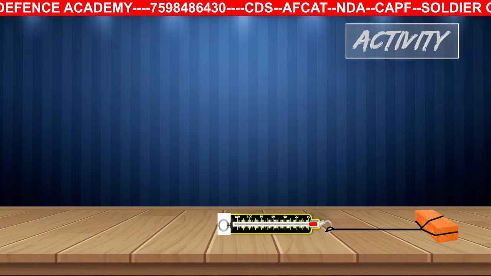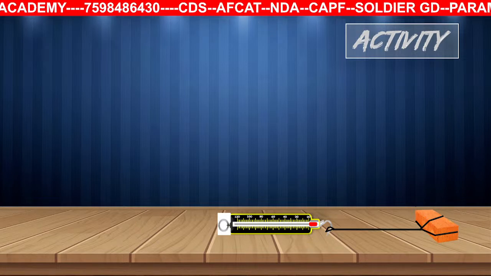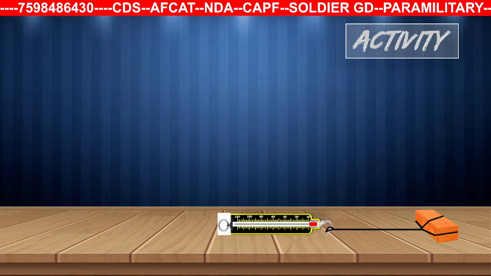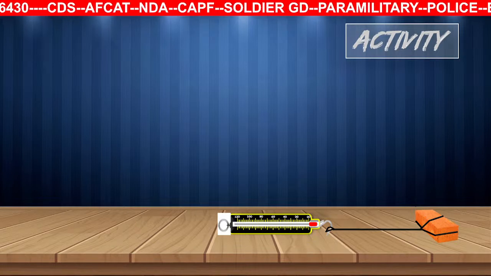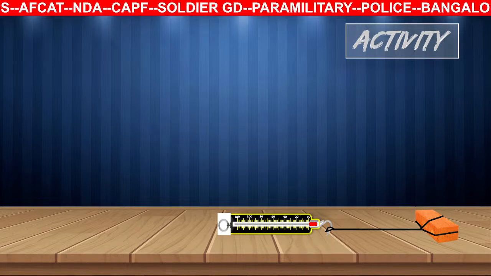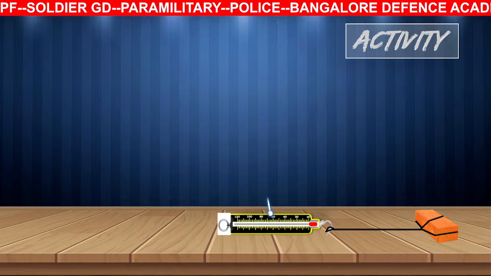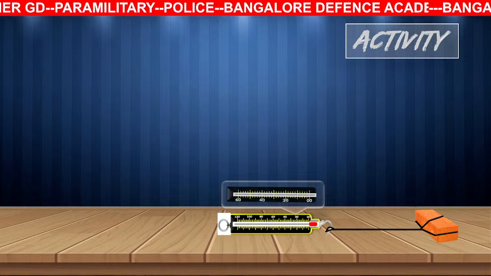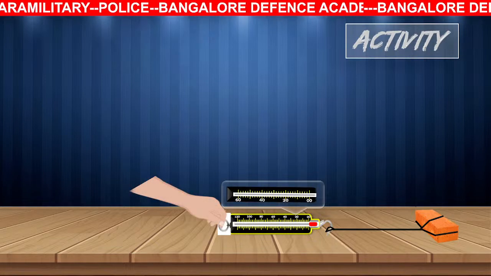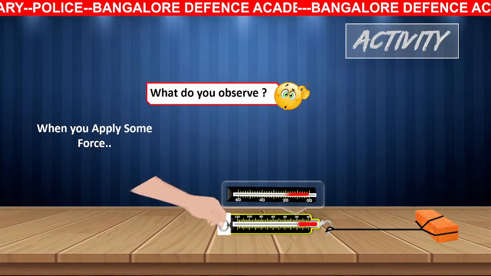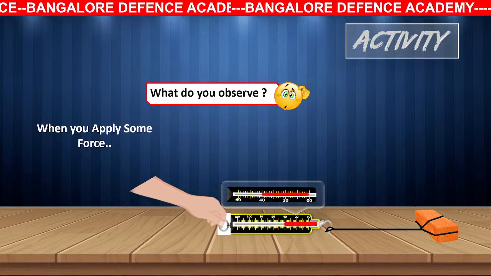I'll explain that once again, but right now just look at this. This is the spring balance. This is the pointer, and this pointer is at 0 now. I'm going to pull this spring balance back. This is the block. So look at this, what happens? This is the spring balance, so this is the reading. I'm going to pull this spring balance back. Okay, I'm pulling it back.